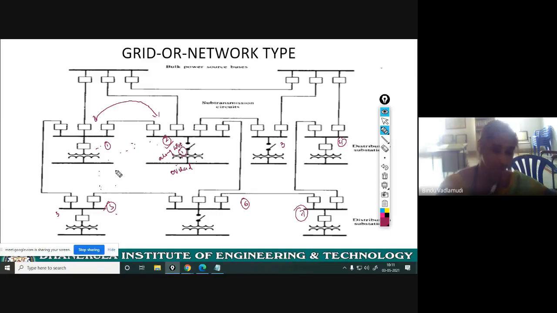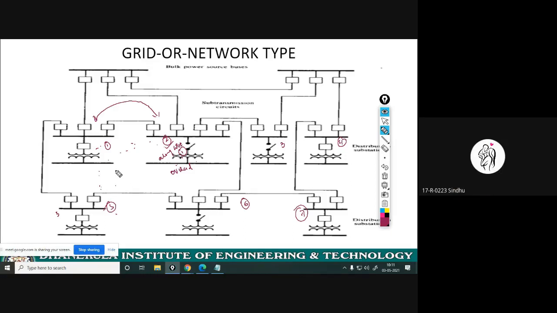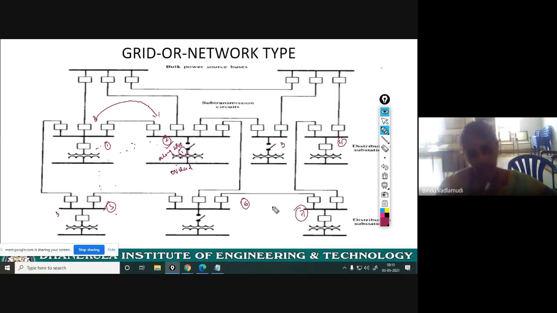Is it clear, ma'am? Did you get my point? Yes, ma'am. Similarly, in the same way, each and every substation is provided with a backup from the other substations. So what about the percentage of uninterrupted supply here? When compared to other methods, what is the percentage? Is it improved or not?